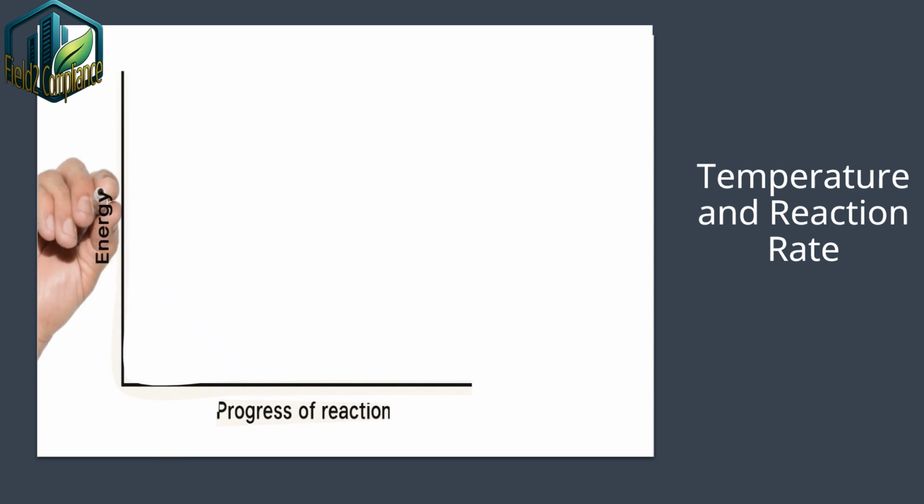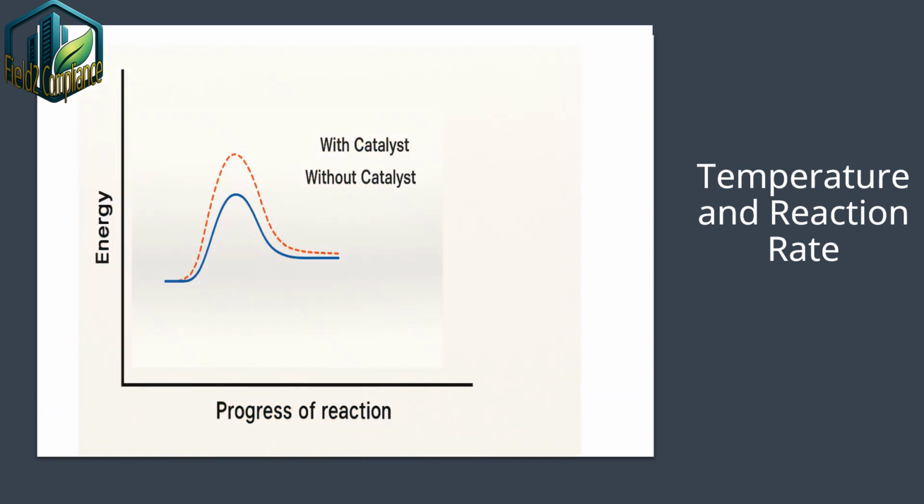Heat it up and everything speeds up. Every 10 degrees Celsius, most reactions double in speed. That's why food spoils faster in the summer. Molecules are partying harder.